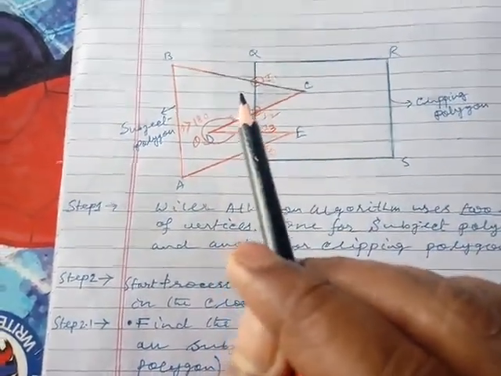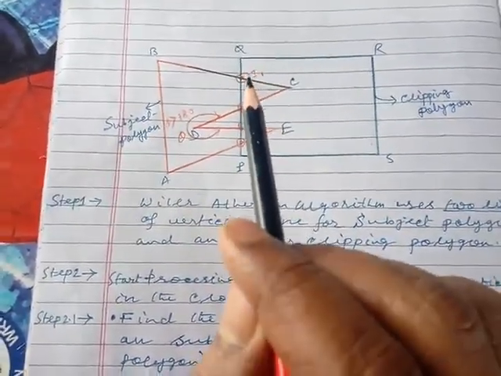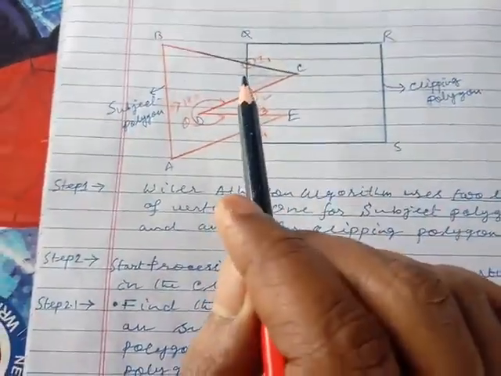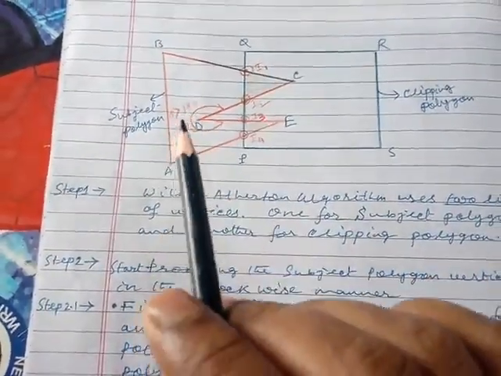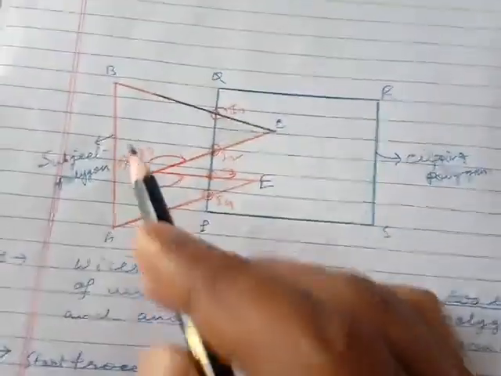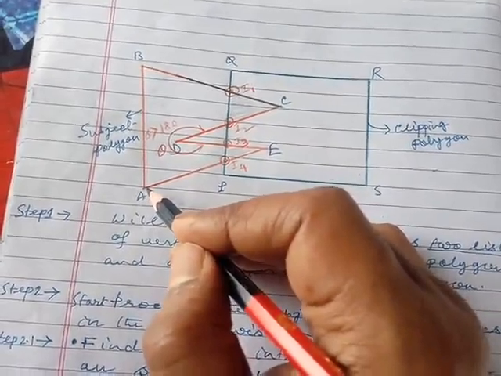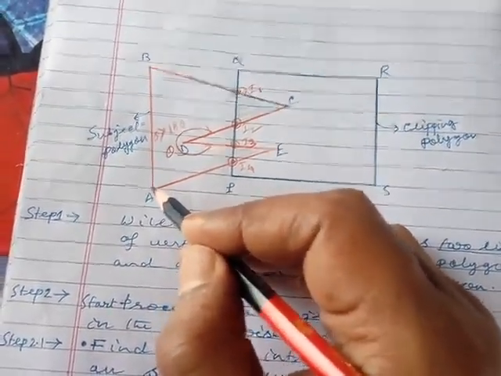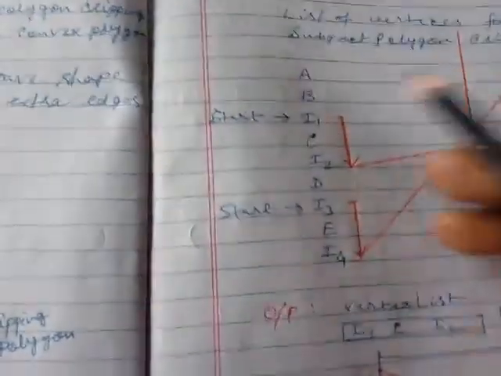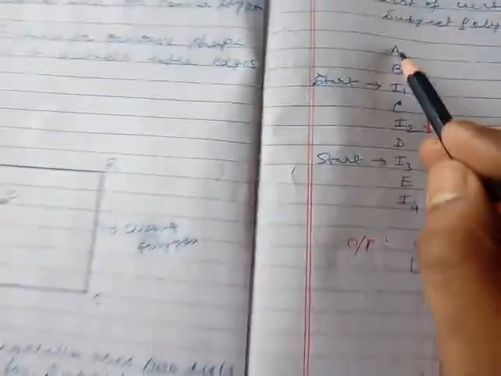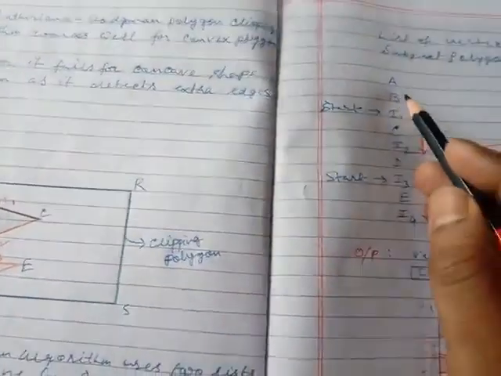Along with that, we will also include the intersection points of the subject polygon with the clipping polygon in the list. So effectively, if we start from vertex A, we will first have the vertex A in the list.